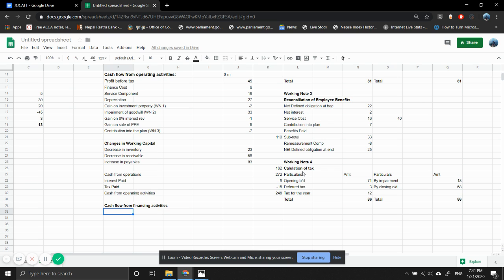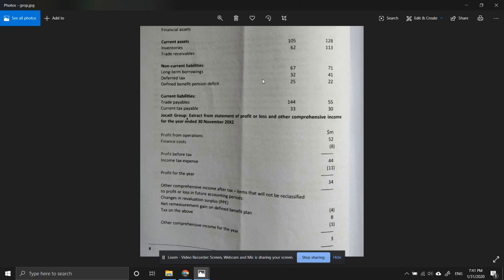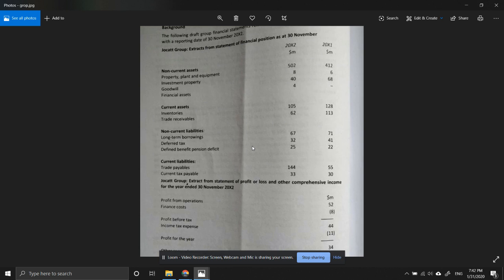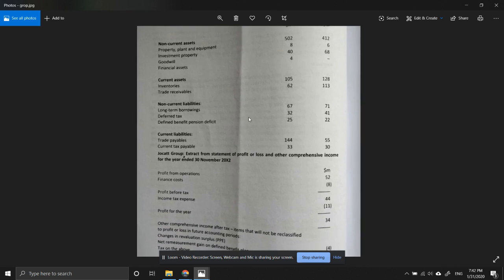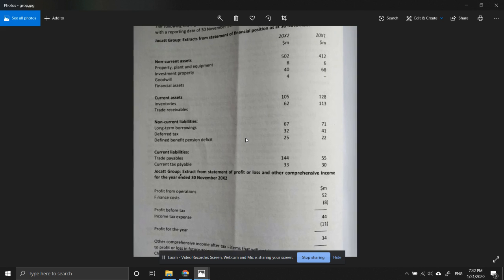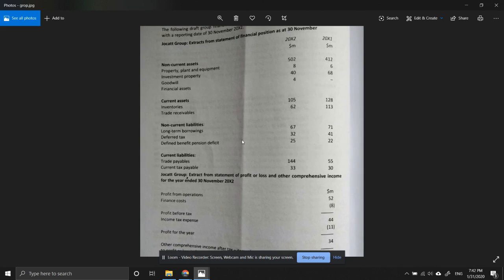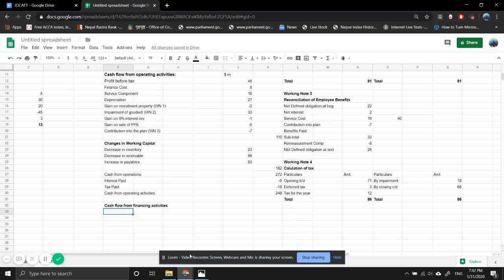First thing first, purchase or sale of PPE. What has happened with that? Okay, so not investment, so no need to create that. So financing, anything which changes the scope of equity. Let's look at that section. Long-term borrowing 7167, so 7167.